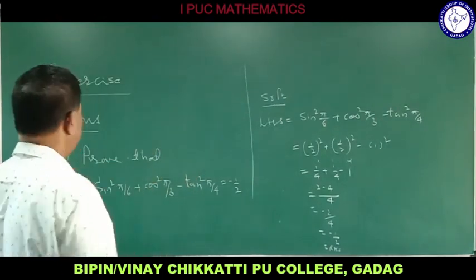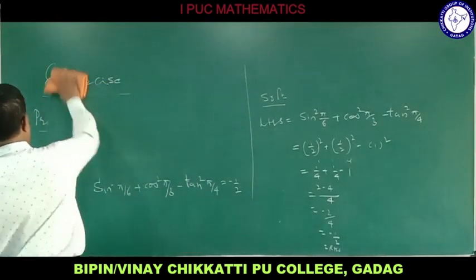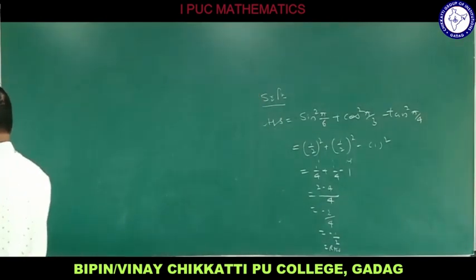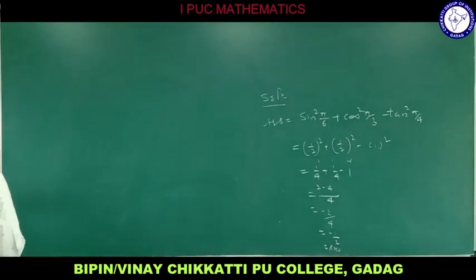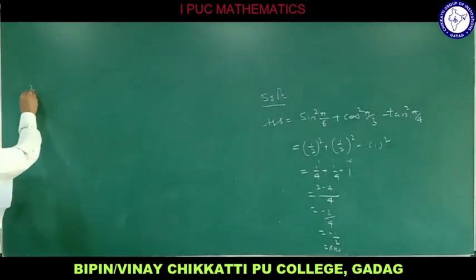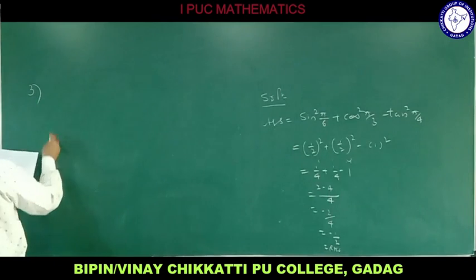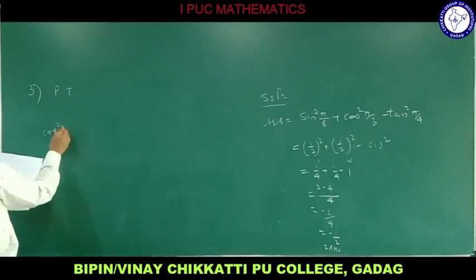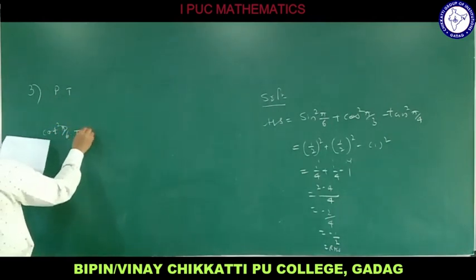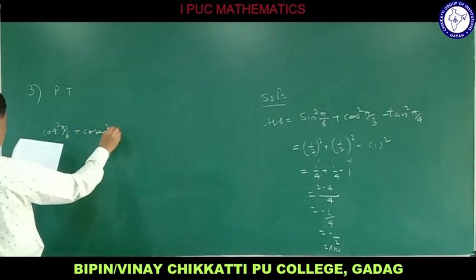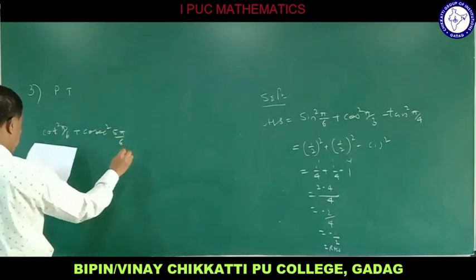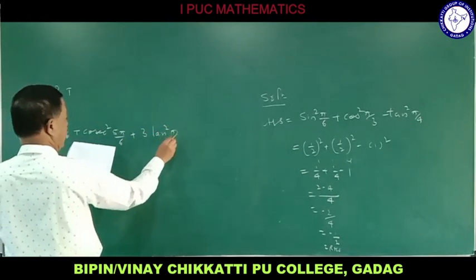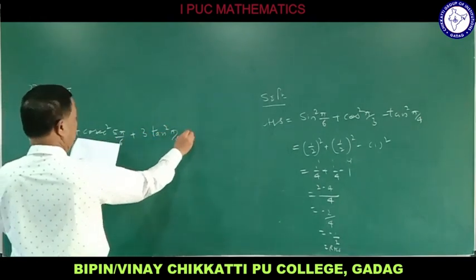Now I go not to the second, but to the third one, and you see how that can be done. See what the third problem is. Prove that cot square 5 by 6 plus cosec square 5 pi by 6 plus 3 tan square pi by 6 is equal to 6.